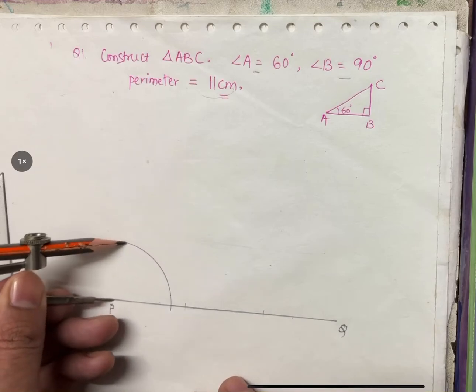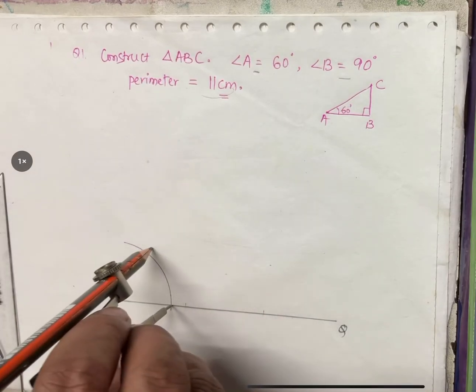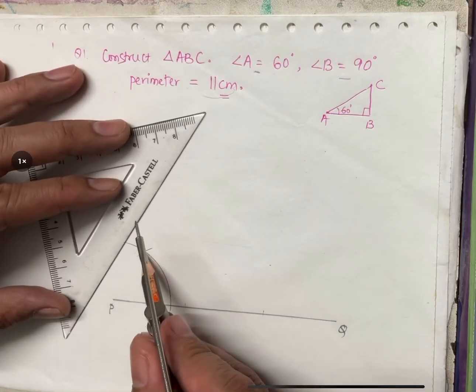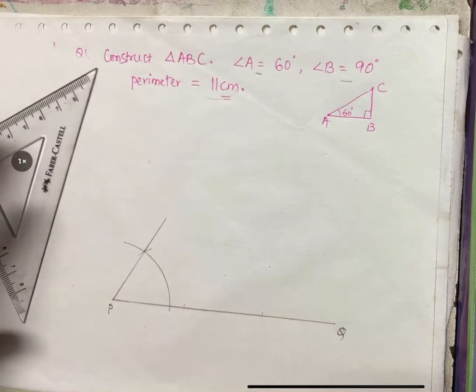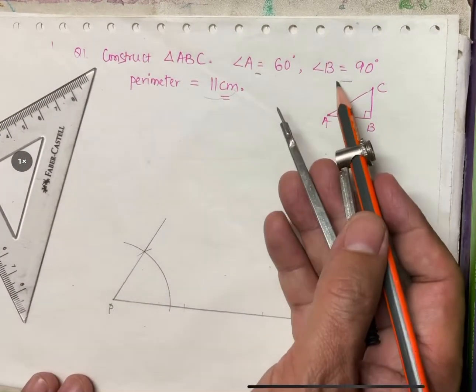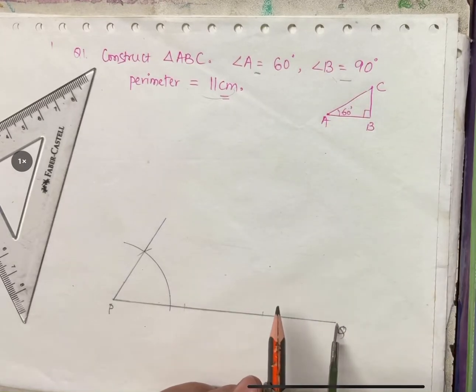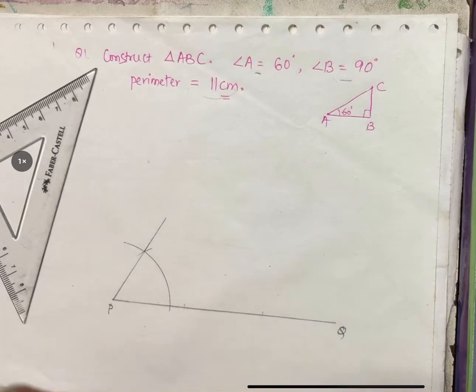We know how to create 60. Keep the needle at the foot of the arc, and the first cut is 60. This is our 60 degrees. Okay. On the other side, we have angle B, that is 90. So create a 90 degrees on Q. We remember how to create 90 degrees.